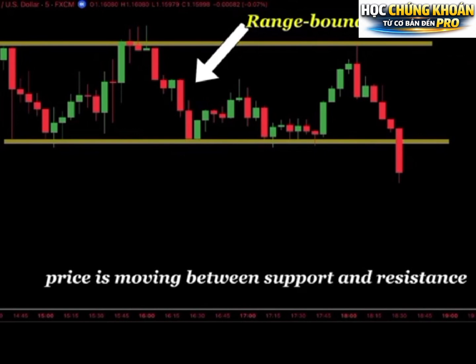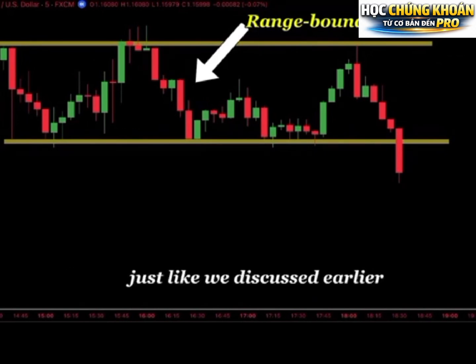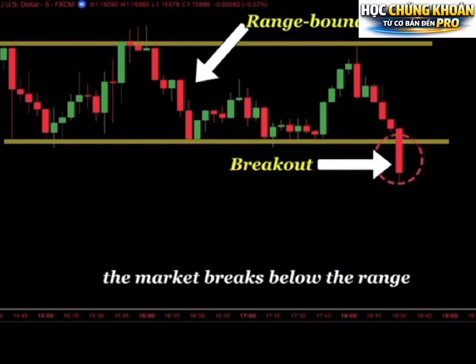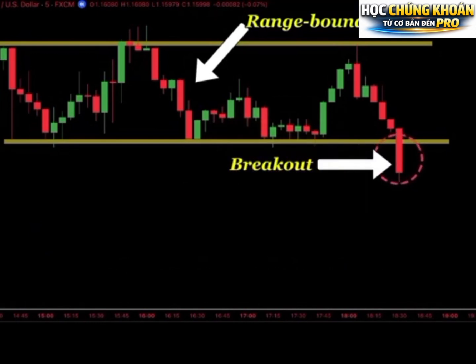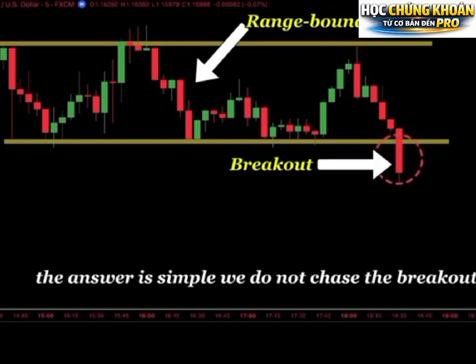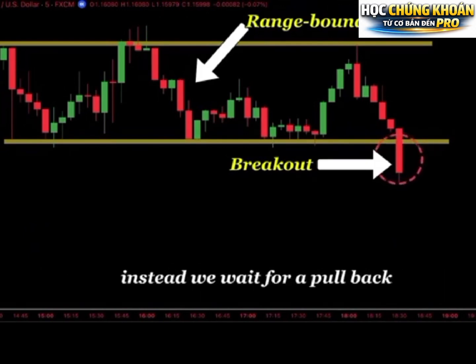In this case, we have a range-bound market. Price is moving between support and resistance, just like we discussed earlier. But something different happens here. The market breaks below the range and starts moving downward. Now the question is, what should we do in this situation? The answer is simple. We do not chase the breakout. Instead, we wait for a pullback. Look at what happens next.